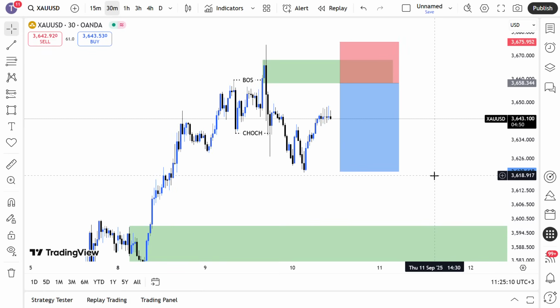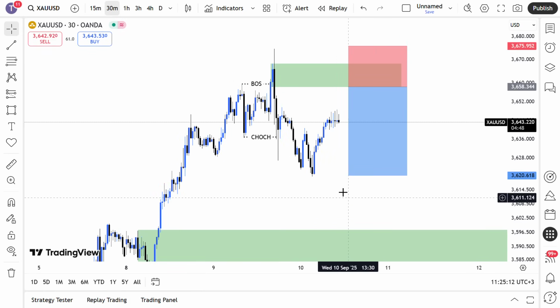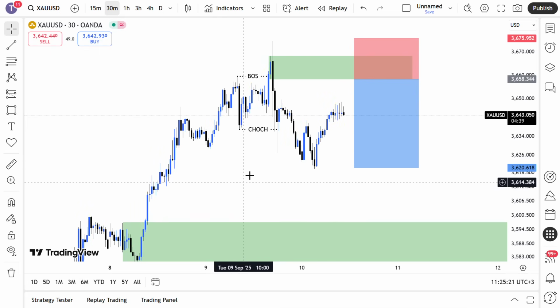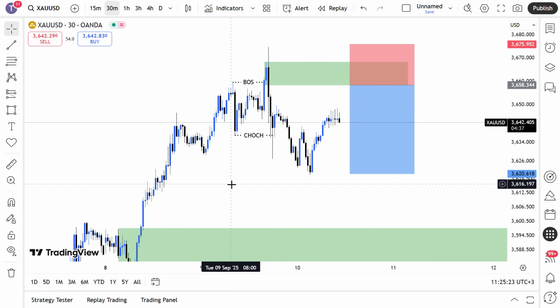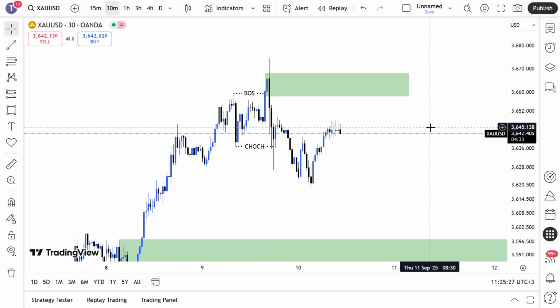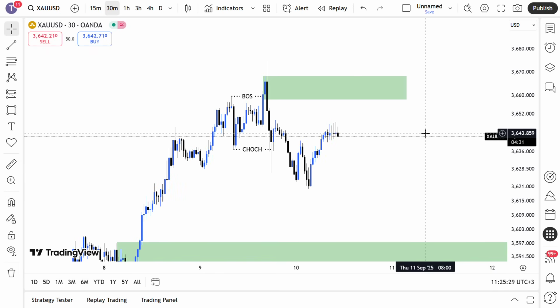So that is my overview on gold. I still expect some buying pressure to this area before we look for sales to the downside. So that is basically what I expect from gold. So we'll see what will be happening, and we will react with how the market reacts.